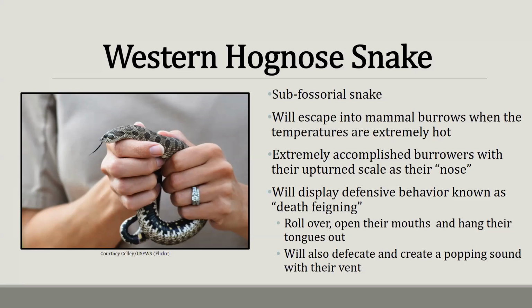If an animal still tries to eat them and they still get scared, they will poop everywhere, or defecate, and then they will also create a popping sound from their vent, or their cloaca, that will hopefully scare predators into not eating them because they are disgusting.